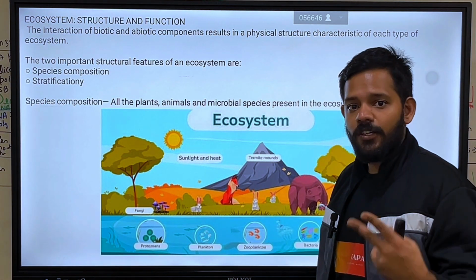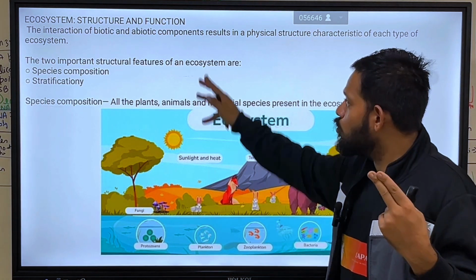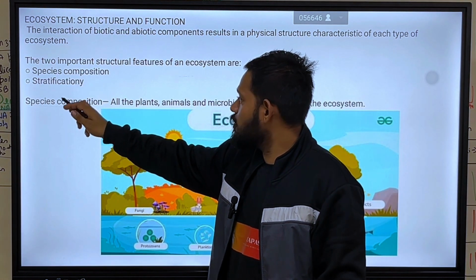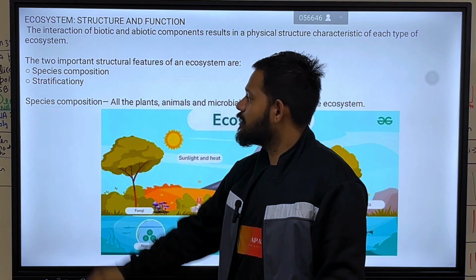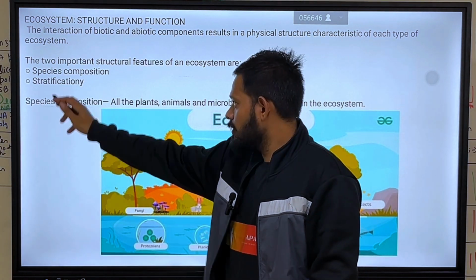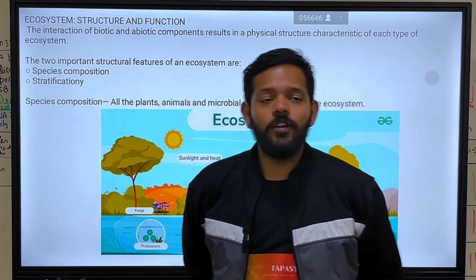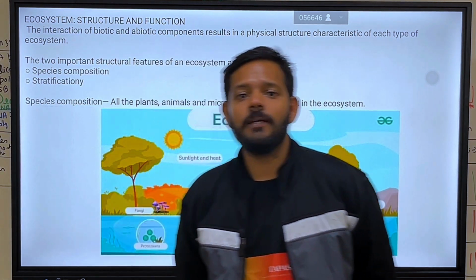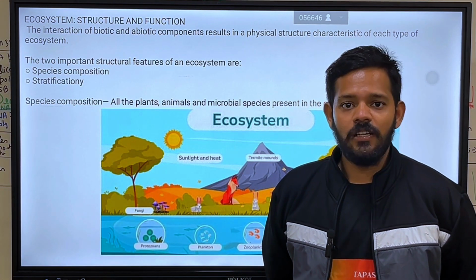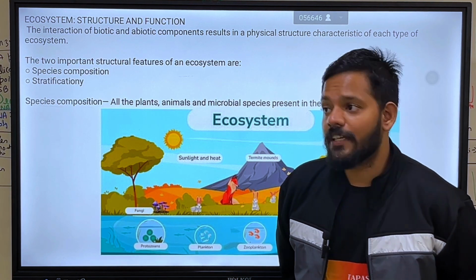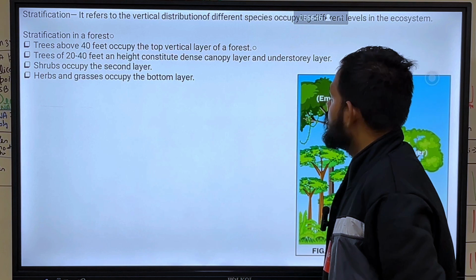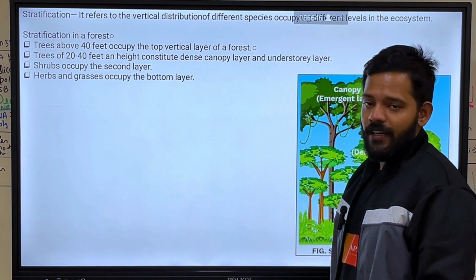Okay, now in this we are going to see two things, two features of the ecosystem structure. First one is species composition, and second one is stratification. This stratification part is not directly from NCERT, but for some reference we are going to study it. It gives some idea about the canopy which is present inside the forest. So first is stratification in forest.